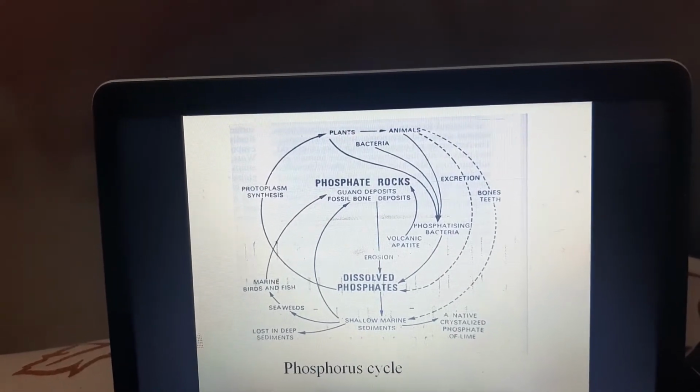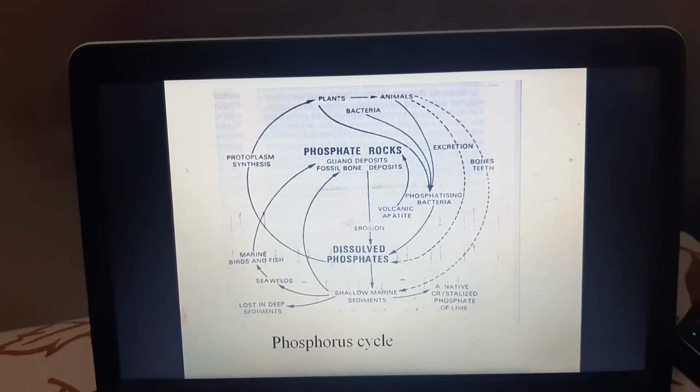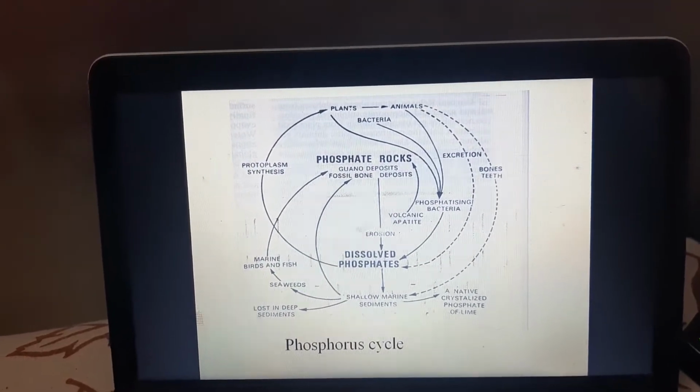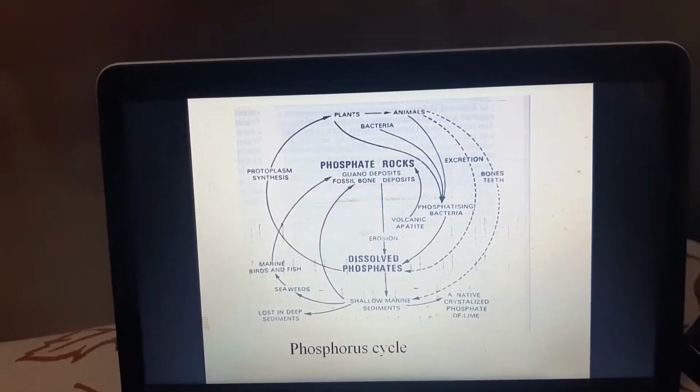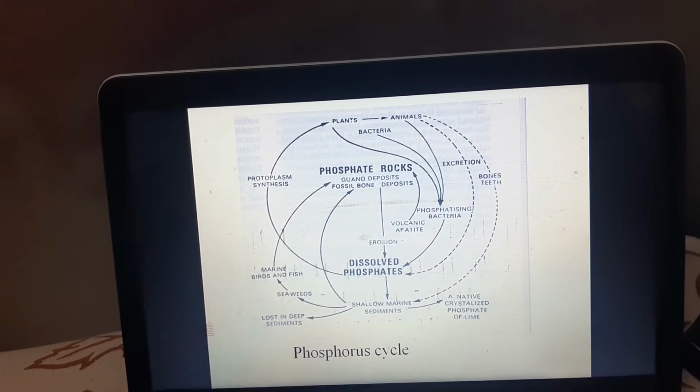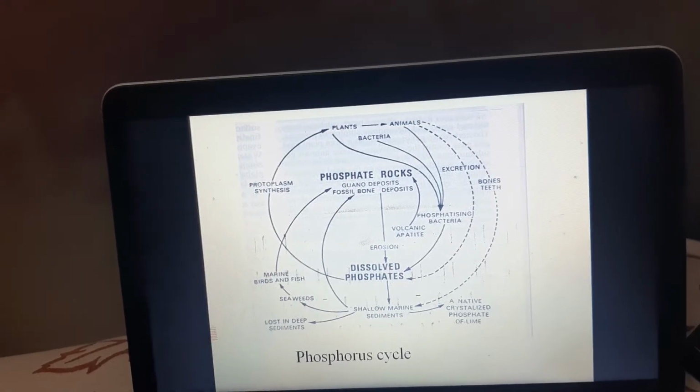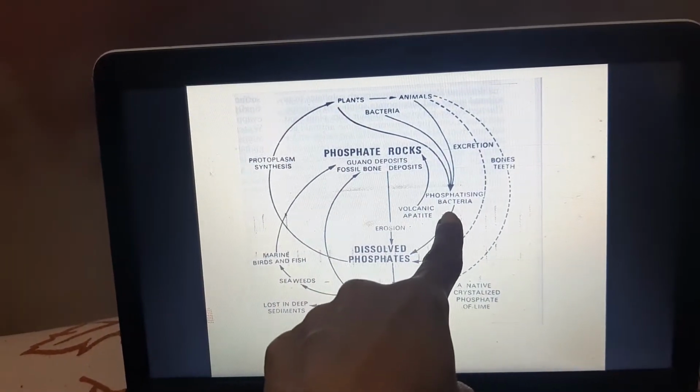Next is the release of phosphorus from the plants and animals. First one is the death of the plants. When plants become dead, they will go to the soil.